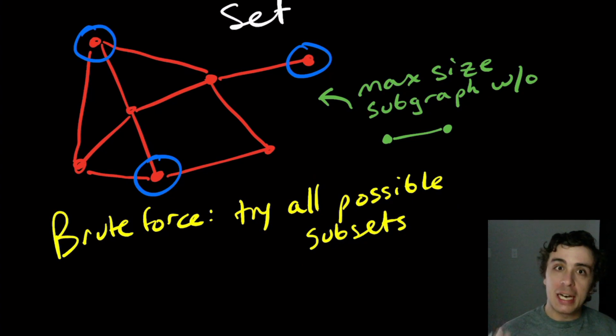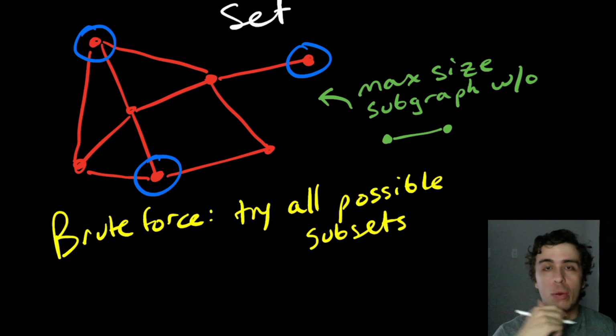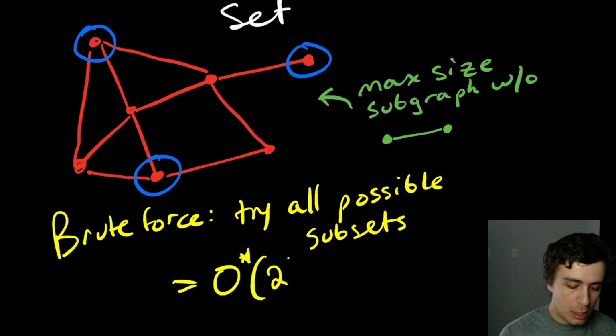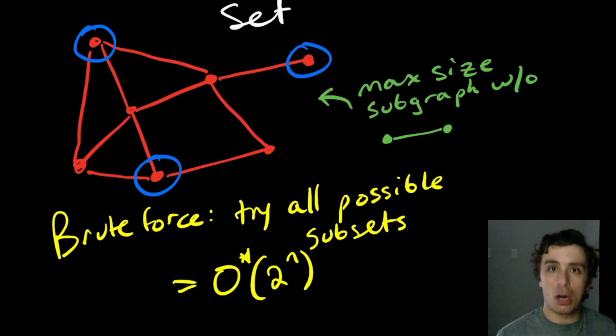And what is the time to check each one of them? Well, I would have to maybe go through every pair of vertices in the subset and then try and see if there's an edge there. You can actually do it in linear time, I think, to see if there's any direct edge connection. But nonetheless, the running time is going to be big O star of 2 to the n. So the star here is going to suppress all the lower order terms that are multiplied by here.